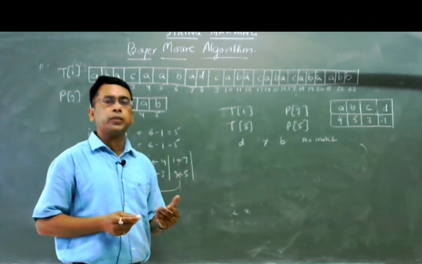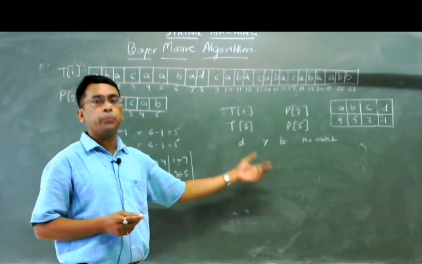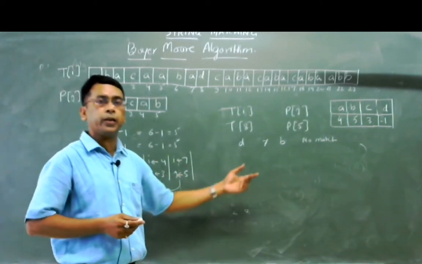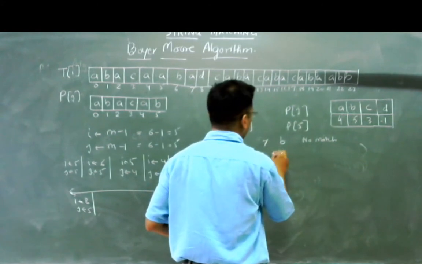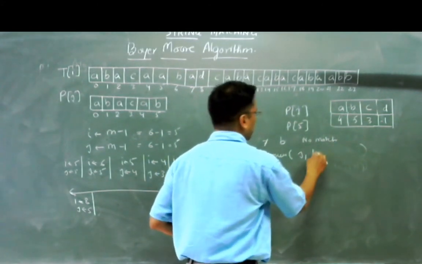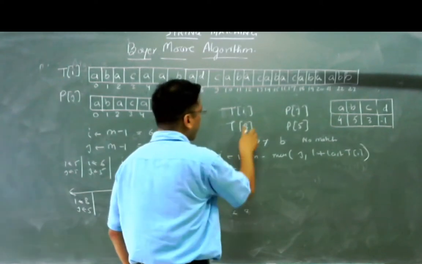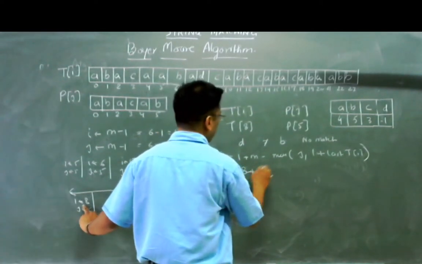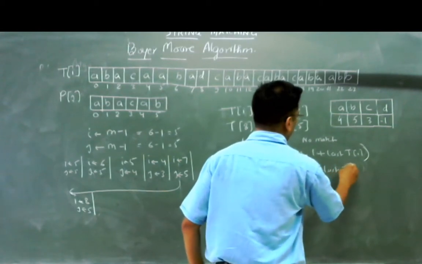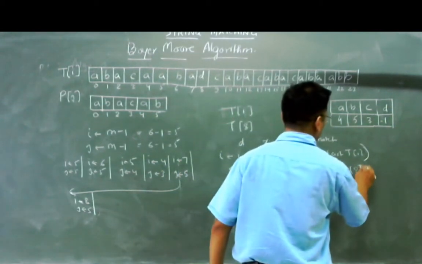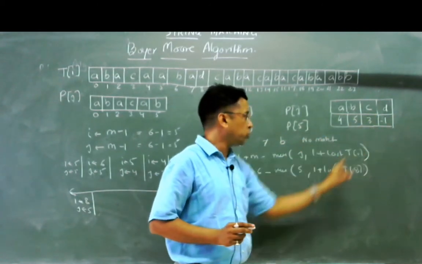So whenever there is a no match condition, we use the formula, and by this formula we are jumping some positions and ruling out certain positions where a match could not occur. So the formula is i plus m minus minimum of j comma 1 plus last T_i, right? So here i is equal to 8, m will remain 6, and minimum of j is equal to 5 comma 1 plus last T_i, where i is equal to 8. And at position number 8 there is an element D, but the D element does not exist in the pattern, so we shall place a value minus 1.